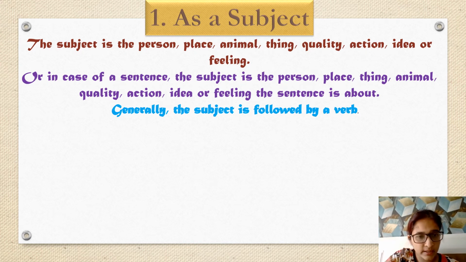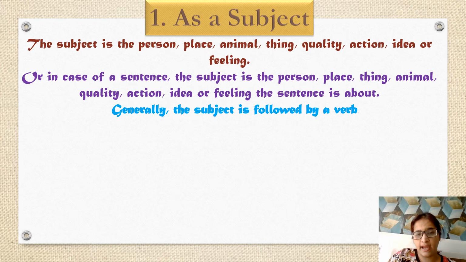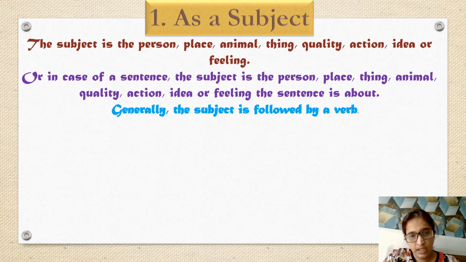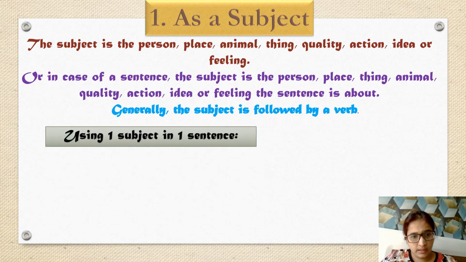So what it says here is, in the case of a sentence, the subject is the person, place, thing, animal, quality, action, idea, or feeling the sentence is about. Generally the subject is followed by a verb. So let's go and see some examples.